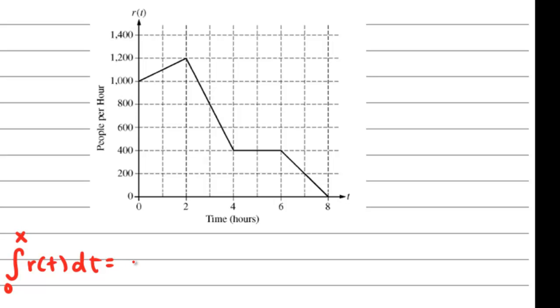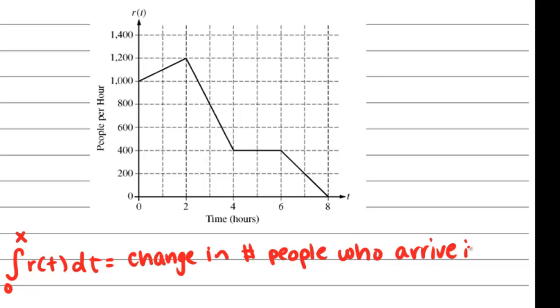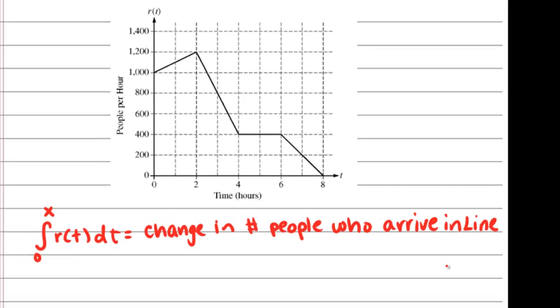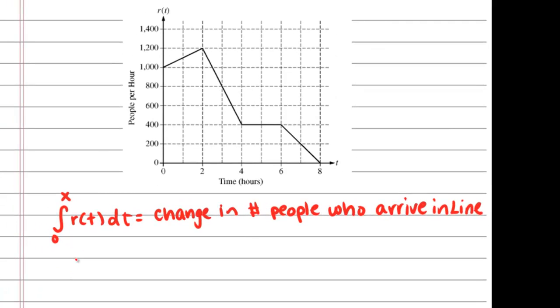So if I take the integral from 0 to x of r of t dt, that will give me the change in the number of people that arrive in line from 0 to whenever I'm calculating it. So, change in number of people who arrive. And because this particular graph is all above the x-axis, not only does it represent the change in the number of people, but it represents the total number of people that have arrived from 0 to whenever.